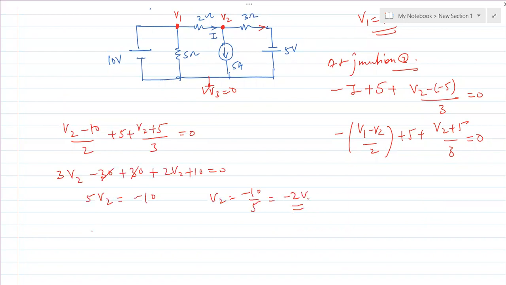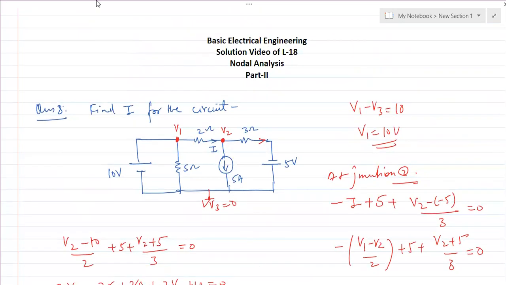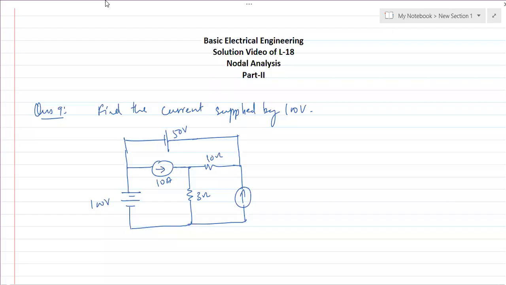Now I is equals to, according to the direction of this current, V1 minus V2 upon 2. V1 का वैल्यू हमारे पास है 10, V2 का वैल्यू आया हमारे पास minus 2, that will be plus 2, divided by 2, that will give you 6 ampere. So this is the answer of this current I for this circuit, right? Let's go for the next one.